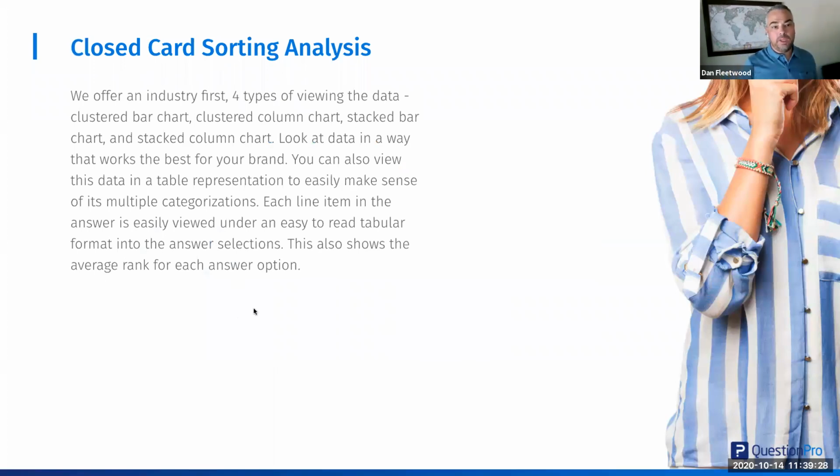So one of the things that we do is we offer an industry first 4 types of viewing data in card sorting and closed card sorting analysis. So we do the bar chart, clustered column chart, stacked bar, and stacked column chart. So you can look at the data in the way that it works best for you, and also just get different angles of the data and the representations to view those in categorizations that make sense. So that's something that is easily done in card sorting in our platform. You would just select those different charts and it would show up accordingly as well.